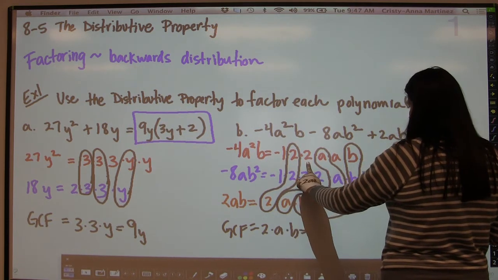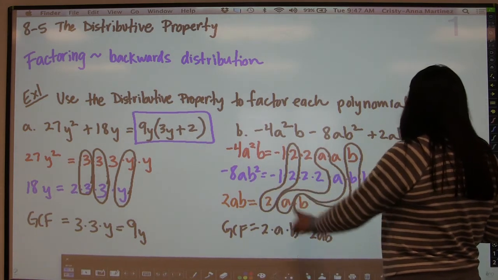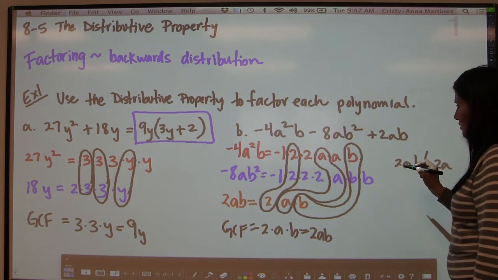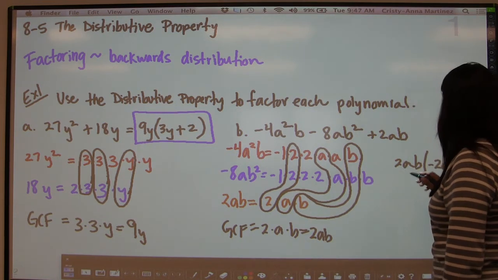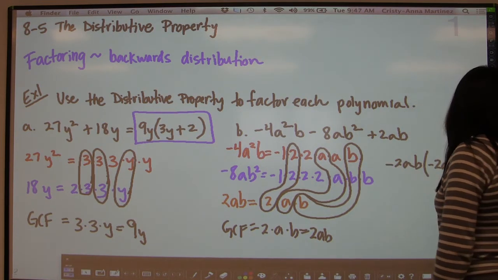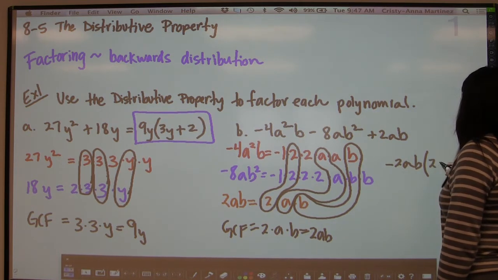Negative 1 times 2 is negative 2, and then a. And then we have a negative 1 again. And actually, if you want, you can pull out the negative as well. Even though this doesn't have a negative, we can give it a negative. So we can put this negative here, and that'll make this a lot easier.